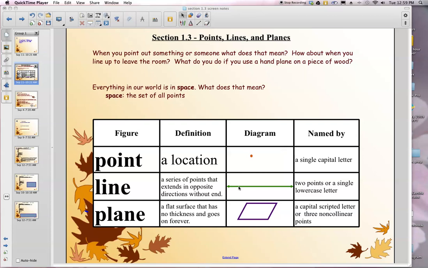A line is just a series of points. Again, since they don't take up any space, they don't have any thickness to them. But there's no way that you can draw a line without having some thickness to it. And a plane, if it goes on forever in all directions, how can you draw that? There's no way that you can draw that.